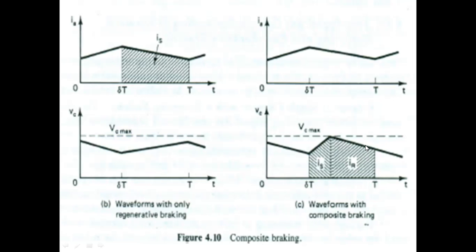Next, as long as the DC network is able to absorb all the regenerated power, the capacitor voltage will remain below the tolerance limit VC max. And when the voltage is below VC max, regenerative braking will be taking place. So the waveforms of VC and IA for this case are shown in figure B.